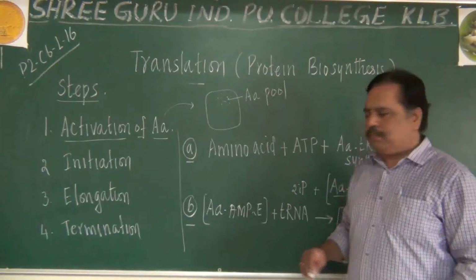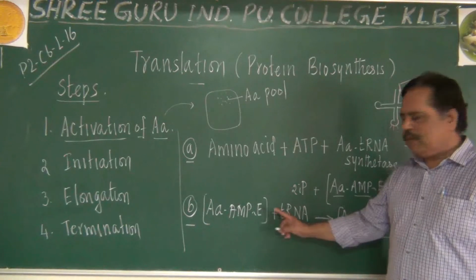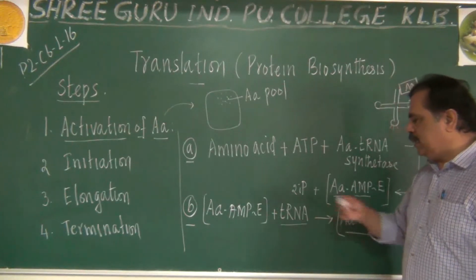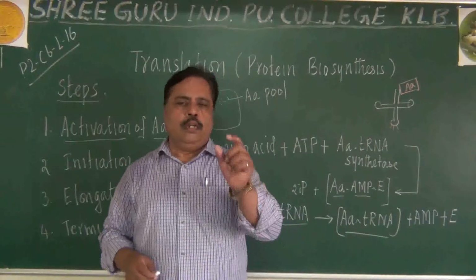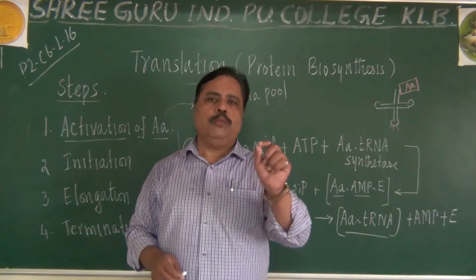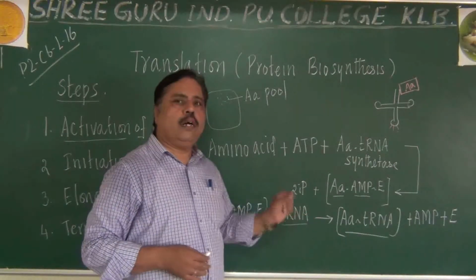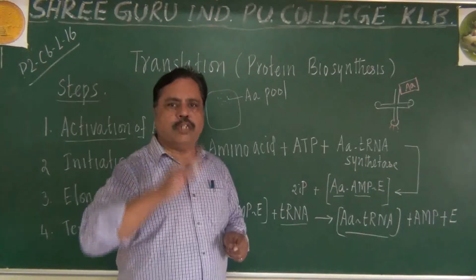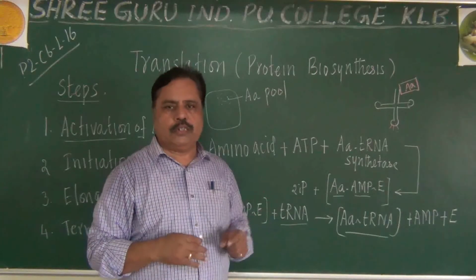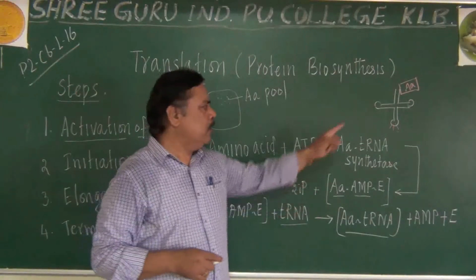What is the second step? Amino acid AMP enzyme complex will join with tRNA. Here you should not forget to remember that a tRNA should be a specific tRNA. That tRNA should be cognate tRNA. Every tRNA cannot come and join with every amino acid. There is specificity. Who determines that specificity?